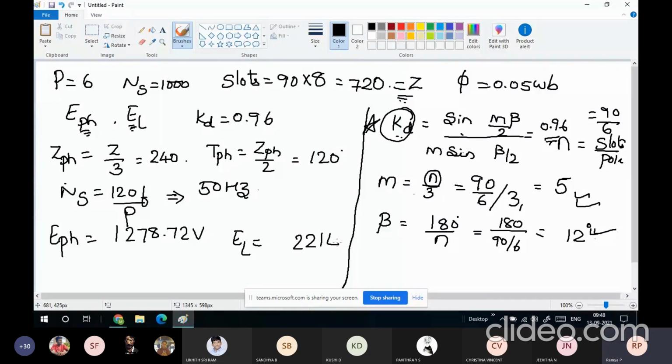2214.80 volts. Again, in this particular problem, they have not given what kind of pitch it is, whether it is a short pitch or a full pitch. If it is not given, blindly take it as a full pitch and take the Kc value equal to 1. So this is how we are going to solve problems with respect to alternators.